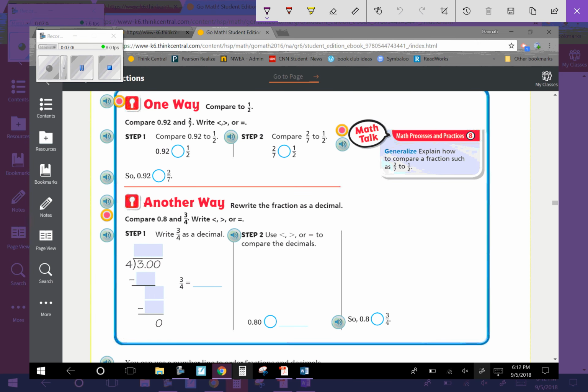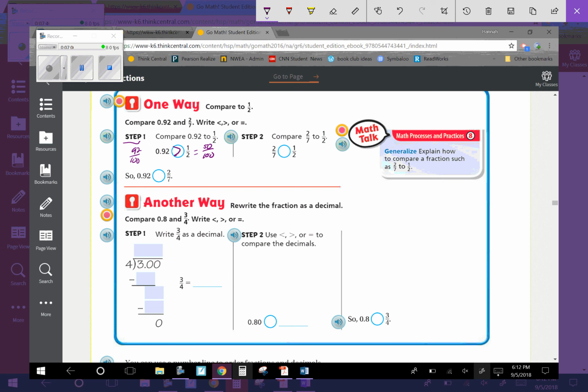Because if one's less than 1/2 and one's greater than 1/2, then we don't have to worry about common denominators or getting the decimal to a fraction and then finding a common denominator from there. So if we just compare them both to 1/2, we have 92 hundredths and 2/7. Step 1 is to compare 92 hundredths to 1/2. 92 hundredths is 92 over 100. I know that 1/2 is 50 over 100. 92 hundredths is definitely greater than 1/2.